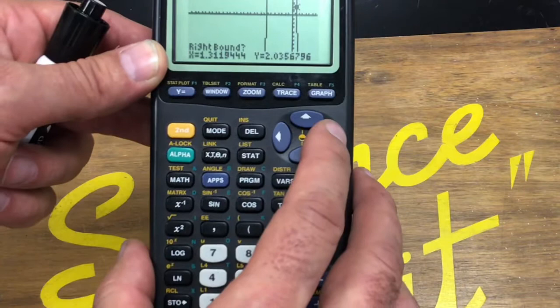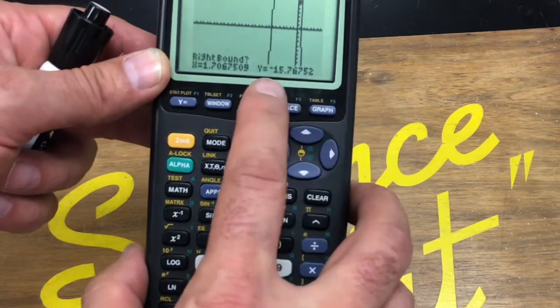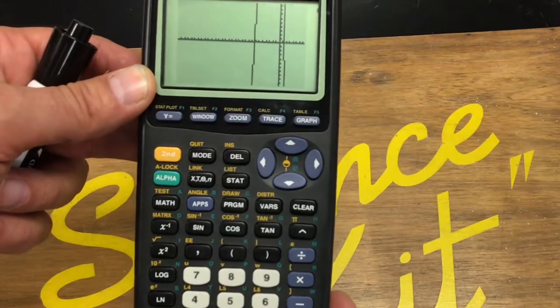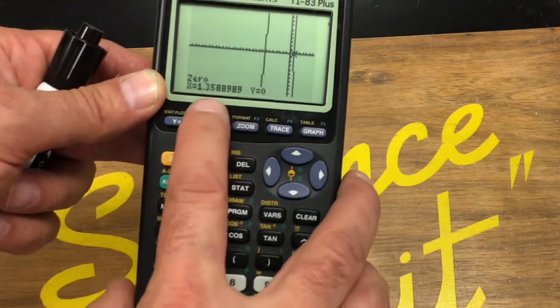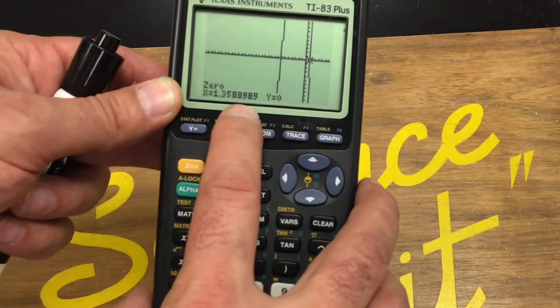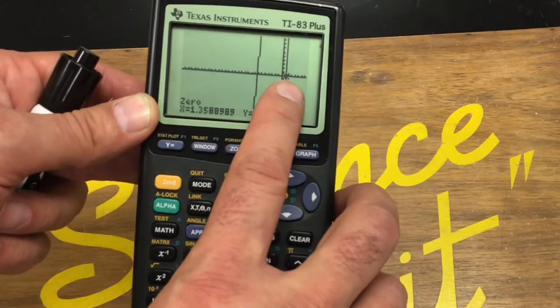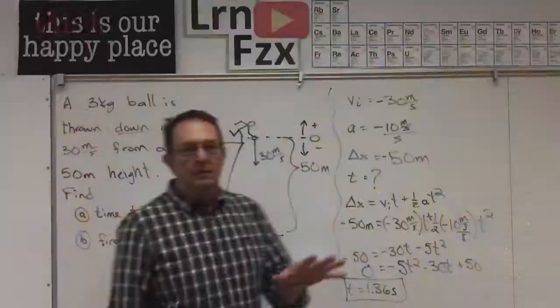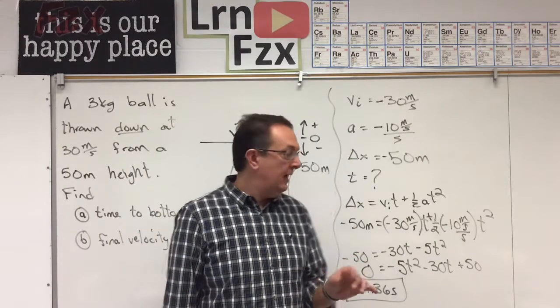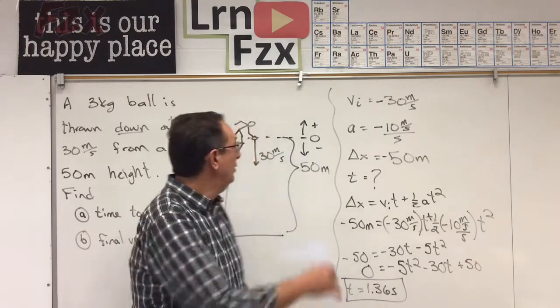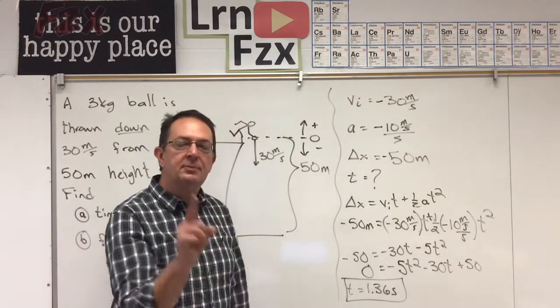And then I have to move this cursor to the right where the y is negative. Hit enter again, then guess, whatever. And then it'll calculate for you 1.36 seconds. 1.36 seconds is where it crosses right there, and that is your answer. So using the calculator, you got 1.36 seconds total from here down to there, till just before it hits the ground.